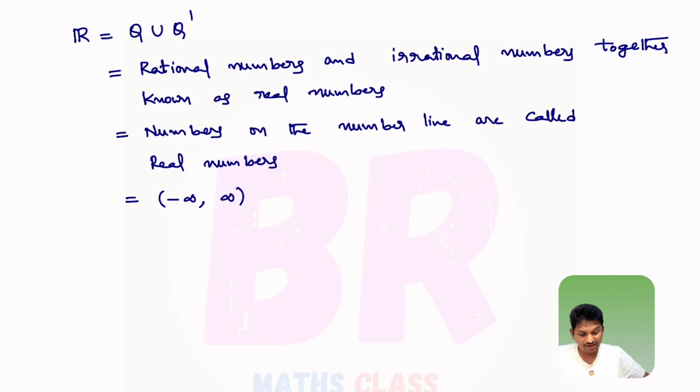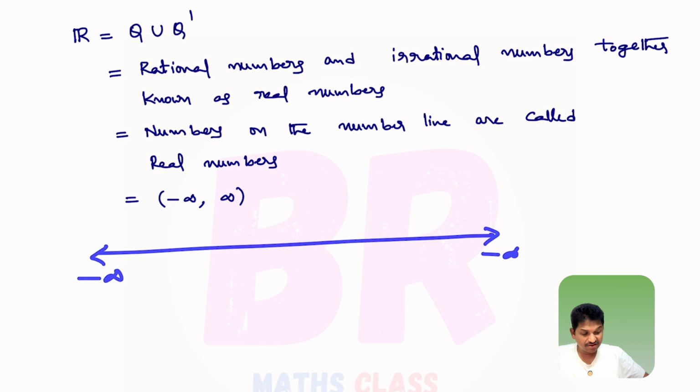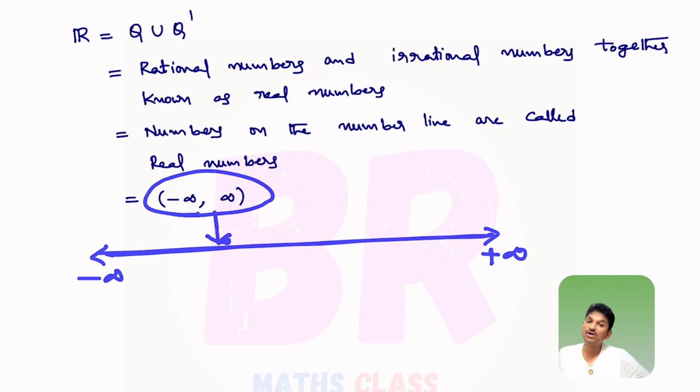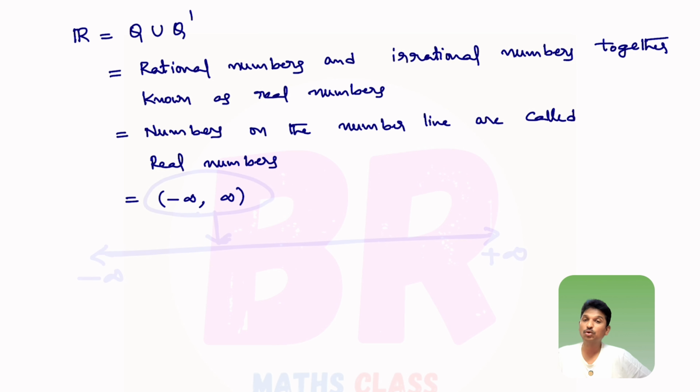See, what is the number line? This is the number line. The number line is in between minus infinity and plus infinity. See, this indicates that all the numbers in between minus infinity and plus infinity are known as real numbers. This is interval notation. We'll discuss intervals more clearly in the inequalities topic, the third topic in basic mathematics. Okay. So, I hope you understand what real numbers are.